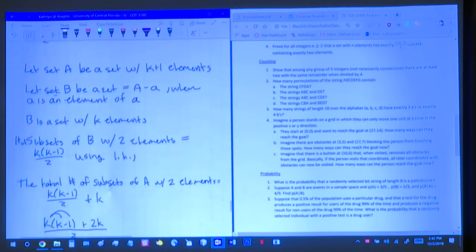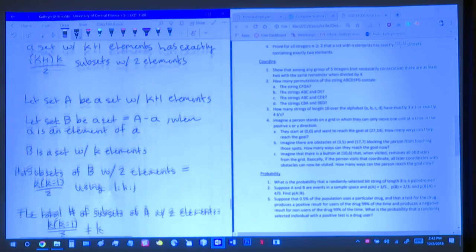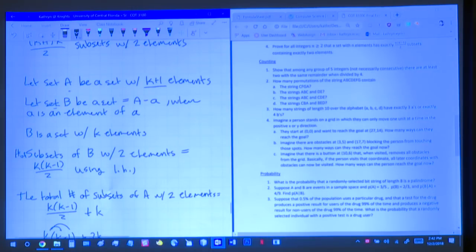If we didn't have any arbitrary examples, it would be very difficult to try to prove that this set with k plus 1 elements has this many subsets with 2 elements. So we just defined a random set that's arbitrary. And then we defined B as a set with a minus 1 element. So these two sets are kind of related to A.